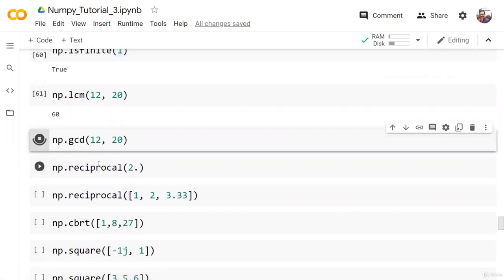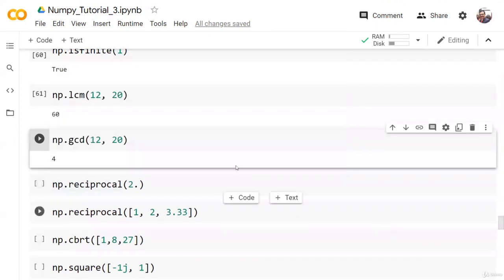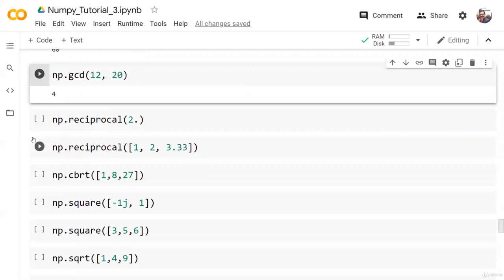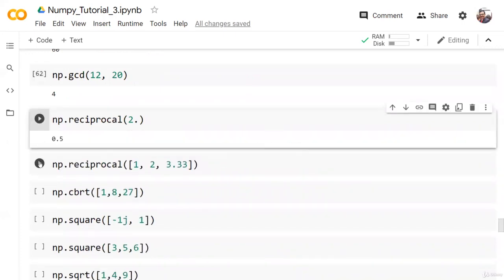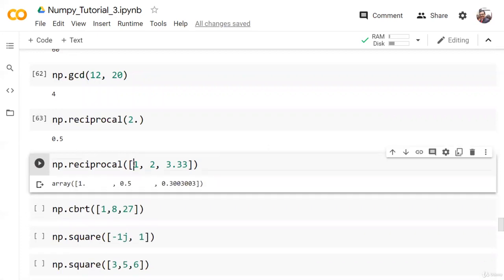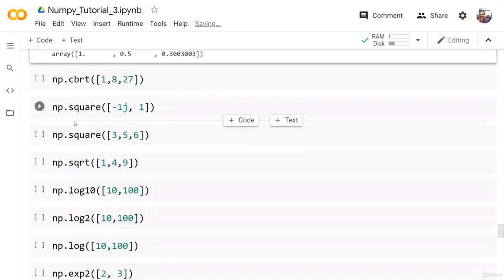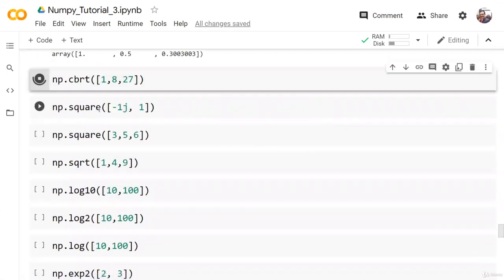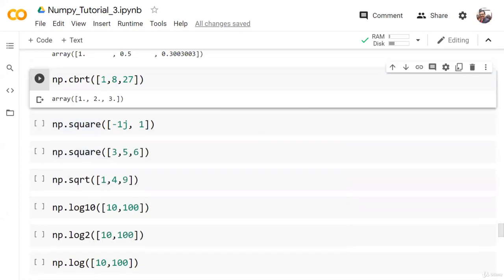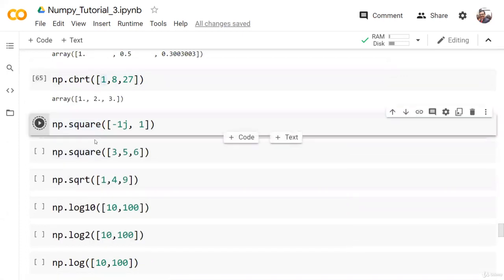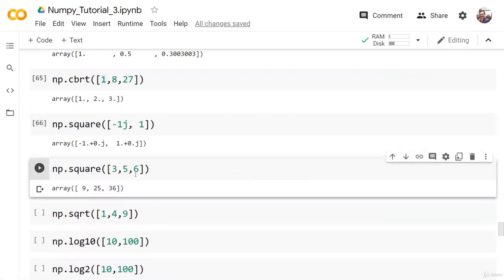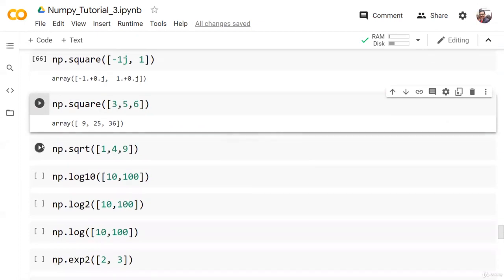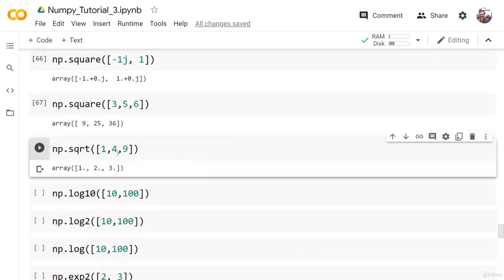I can just check out the GCD, that is the greatest common divisor of two values. I can find out the reciprocal of any value. I can find out the reciprocal of an array. We can find out the cube root using NumPy very easily. We can find out the square of each of the values in the array using NumPy. I can find out the square of each of the elements. I can find out the square root of each of the elements.